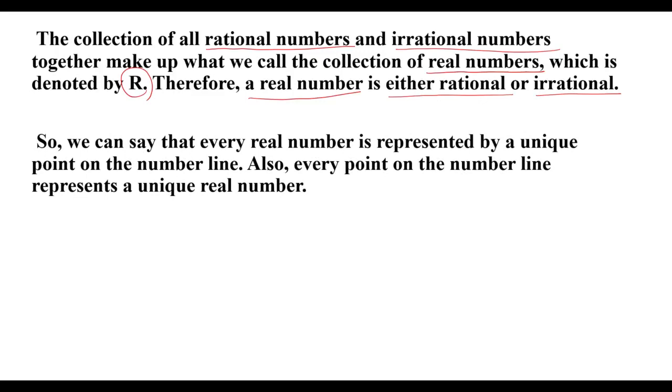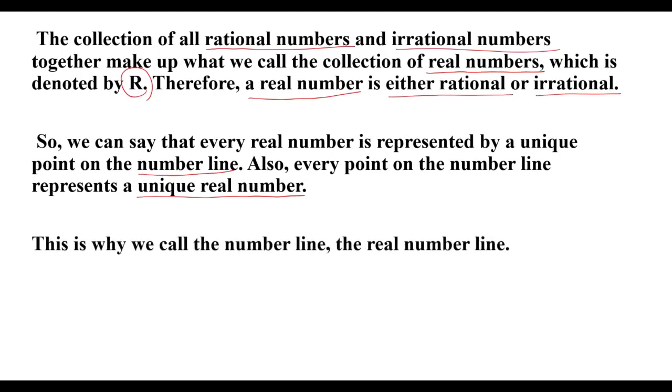We can say that every real number is represented by a unique point on the number line, and its converse is that every point on the number line represents a unique real number. These two sentences are converses of each other. So we call the number line the real number line. The number line on which we can represent real numbers is known as the real number line.